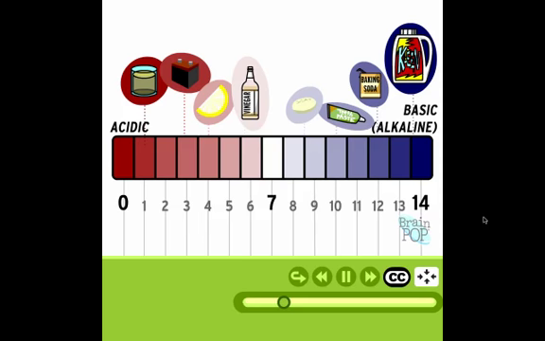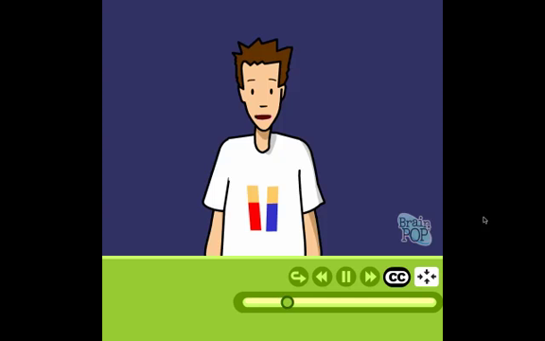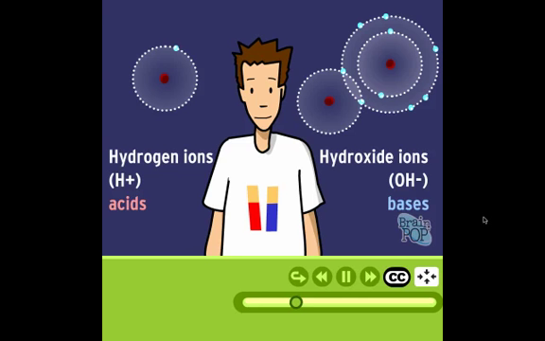Right in the middle, at exactly 7, or pH neutral, you have pure water. Acids contain hydrogen ions, while bases contain hydroxide ions. What are ions? Well, they're just atoms that have either gained or lost electrons. In bases, you'll find hydroxide ions that have gained an electron. The hydrogen ions you find in acids are hydrogen atoms that have had an electron knocked off.